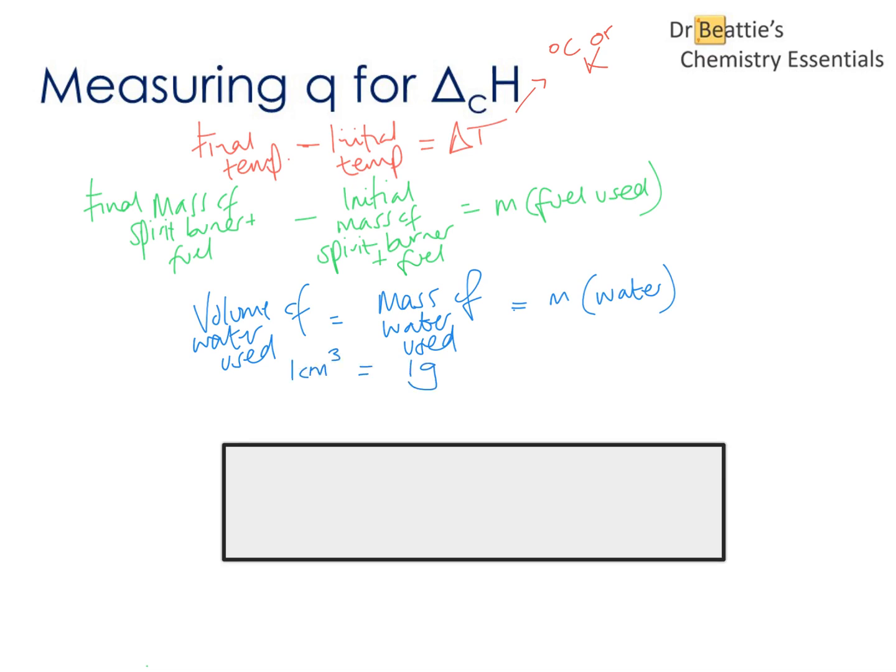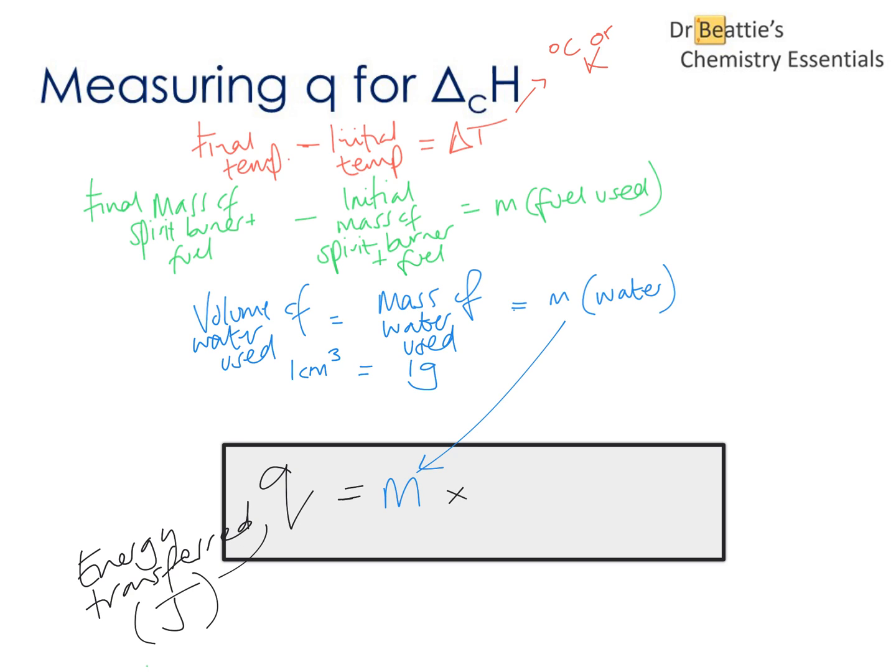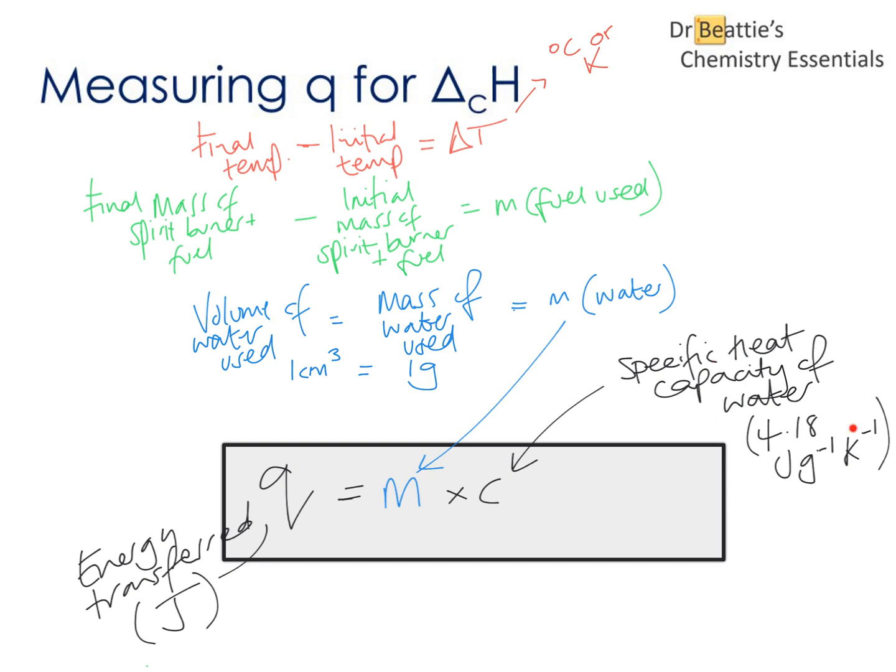Now with these three sets of data, we can come up with an equation for measuring Q, the energy transferred in joules. And that is the mass, which is from the mass of water, times the specific heat capacity of water, which is a constant. It's important to note that this will be given in the datasheet for your exam board, and it is 4.18 joules per gram per Kelvin. And we multiply this by the temperature change between the final temperature and the initial temperature of our water.